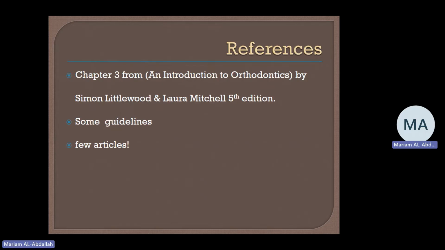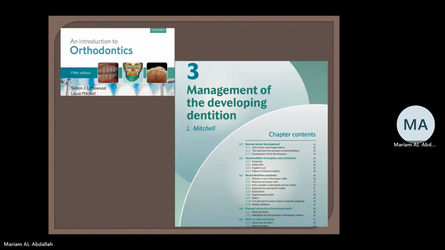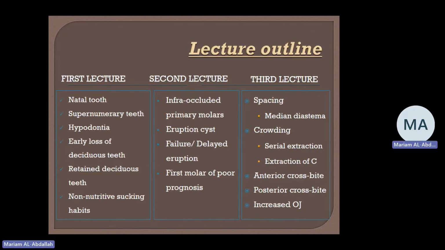This is our second lecture on interceptive orthodontics. Our main reference is chapter 3 from Simon Littlewood and Laura Mitchell, 5th edition. We will be providing you with some clinical guidelines and some articles. Optional reading, as I told you last time, but mainly focus on this chapter and the handout for this lecture. There are 3 lectures on interceptive orthodontics, and this is our second.